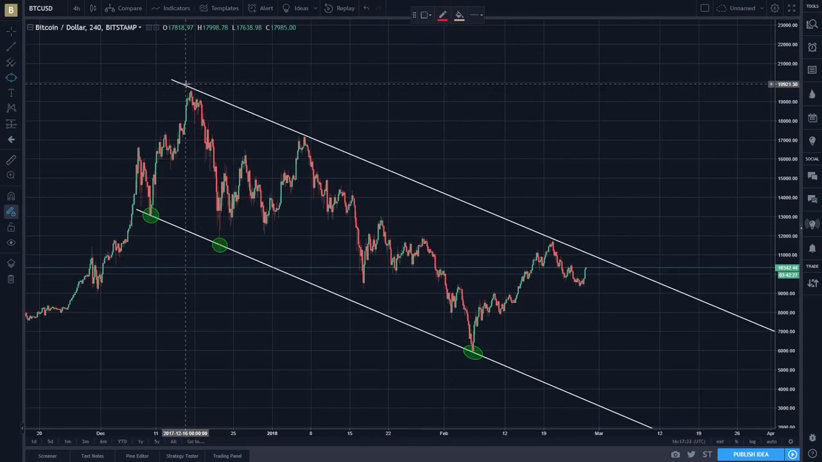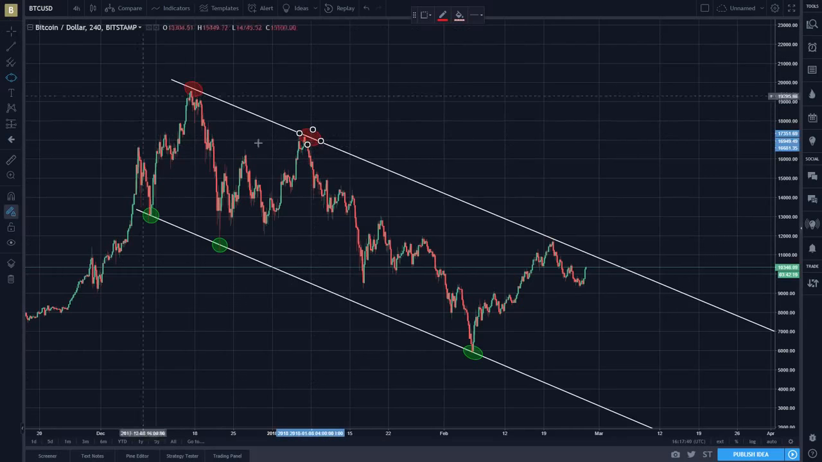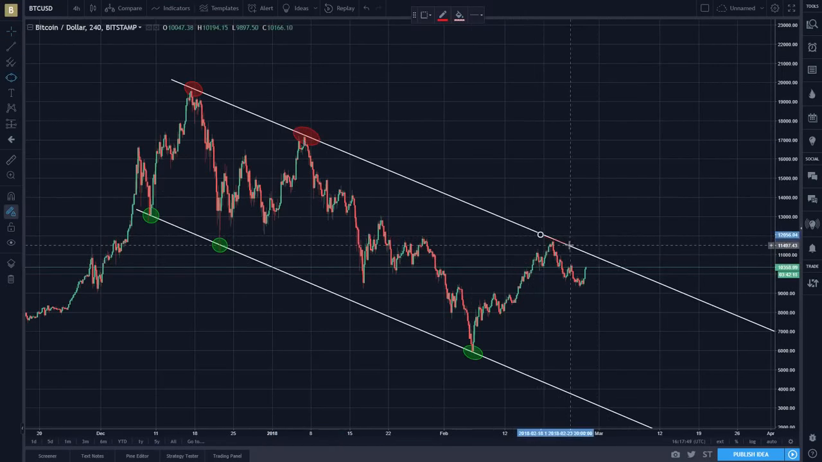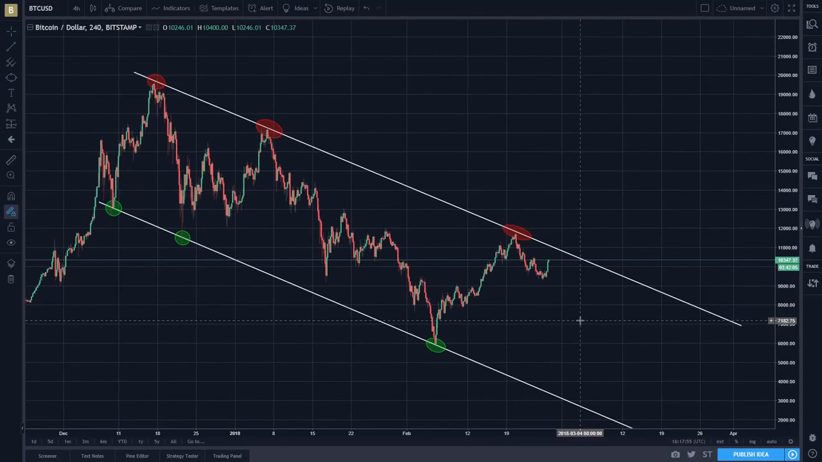For resistance, we have the same amount. So we have 1 point of confirmation there for this trend. It got confirmed here. Make that a little better. A little bit of a perfectionist here. So it got confirmed there, and then here. So we have 3 points for support and 3 points for resistance.